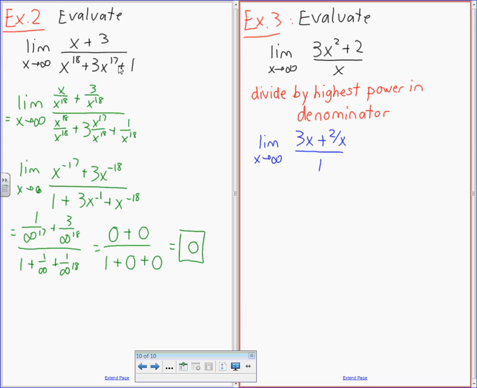Okay. Good. So I'm going to evaluate for infinity. It's going to equal 3 times infinity plus 2 over infinity, all over 1. What's 3 times infinity equal to? Good. What's 2 divided by infinity equal to? We don't mind infinity. Infinity is okay for a number, right?